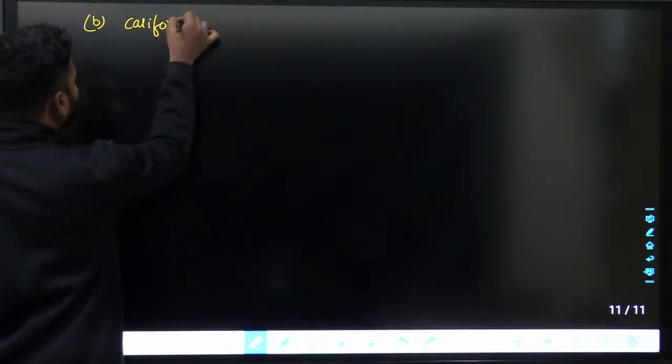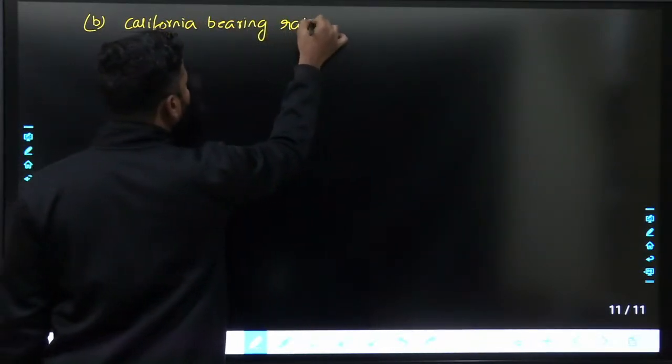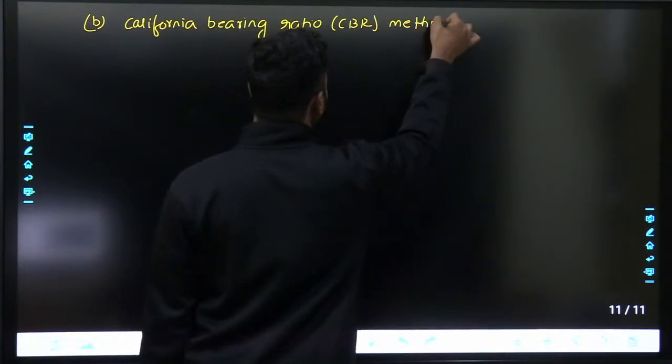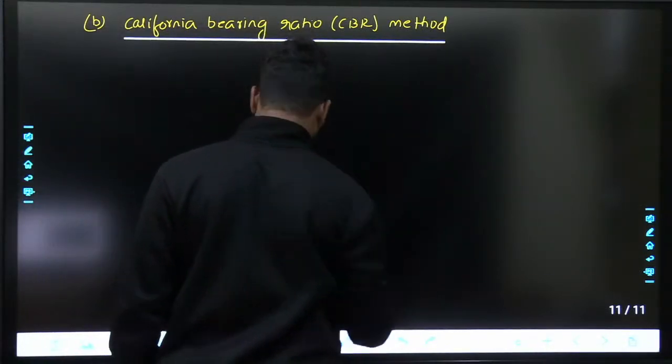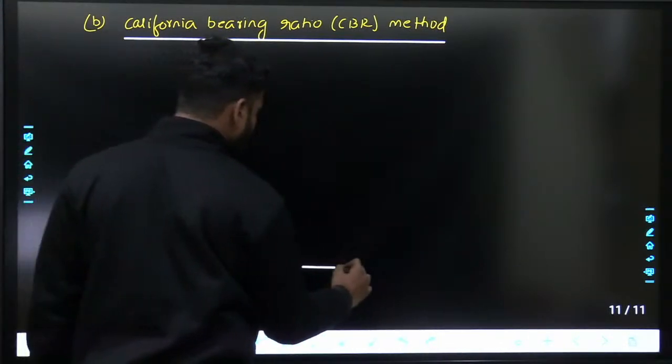Next one we'll be seeing is the CBR method, right? Yeah. The next method is the California bearing ratio method, that is the CBR method. In the California bearing ratio method, what exactly will you be doing?